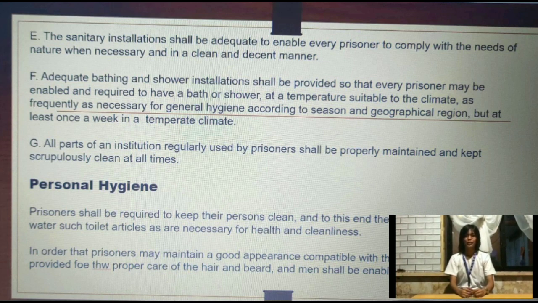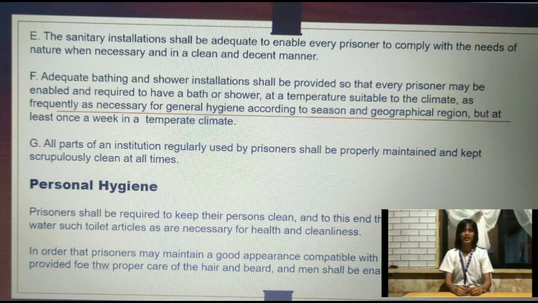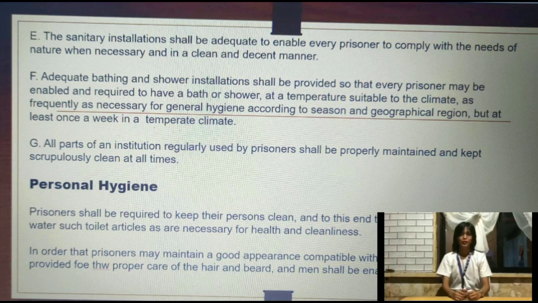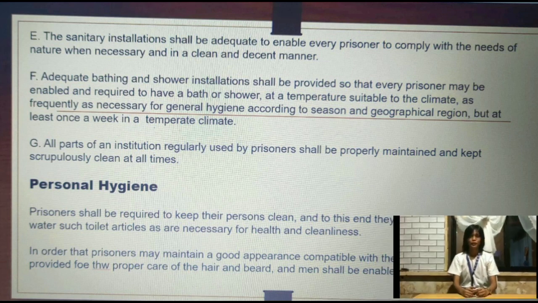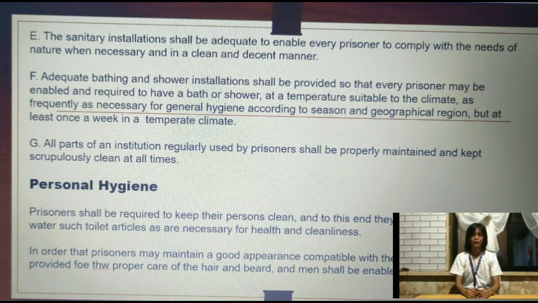Personal hygiene. Prisoners shall be required to keep their persons clean, and to this end, they shall be provided with water and such toilet articles as necessary for health and cleanliness. In order that prisoners may maintain a good appearance compatible with their self-respect, facilities shall be provided for the proper care of the hair and beard, and men shall be enabled to shave regularly. Moving on to personal hygiene, prisoners are not deprived of grooming themselves. That is why they are provided haircuts and are told to shave regularly.